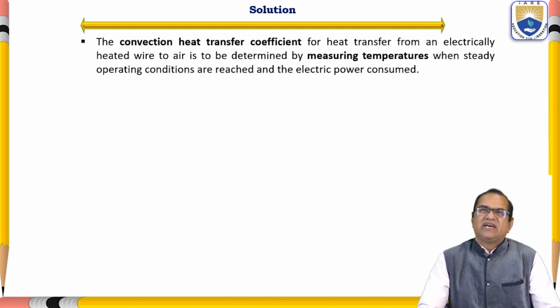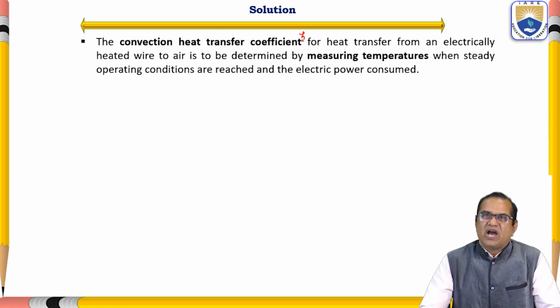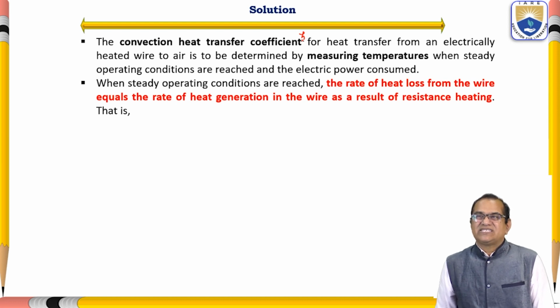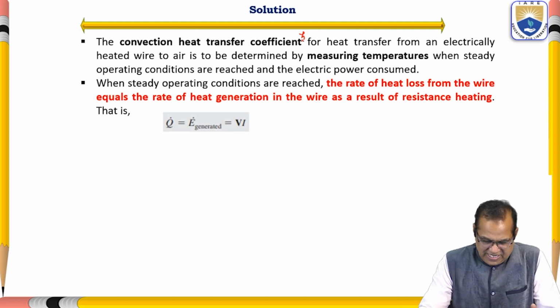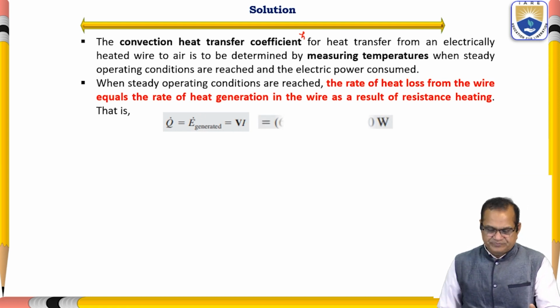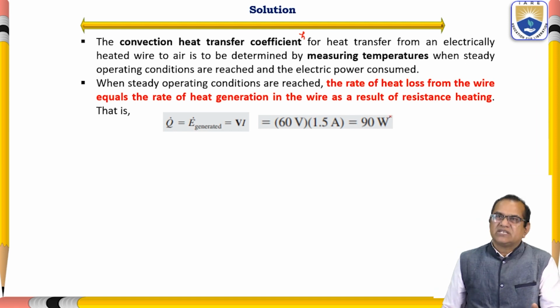So, we have to see the solution. The convection heat transfer coefficient, called h, for heat transfer from an electrically heated wire to air is to be determined by measuring temperature when steady operating conditions are reached and the electric power consumed. When steady operating conditions are reached, the rate of heat loss from the wire equals the rate of heat generation in the wire as a result of resistance heating. That is, Q dot is equal to E generated, and this E generated is equal to voltage times ampere. It is the electromotive force, equal to voltage into ampere. Voltage is given as 60 volt, ampere is 1.5, so you will get 90 watt of energy used.